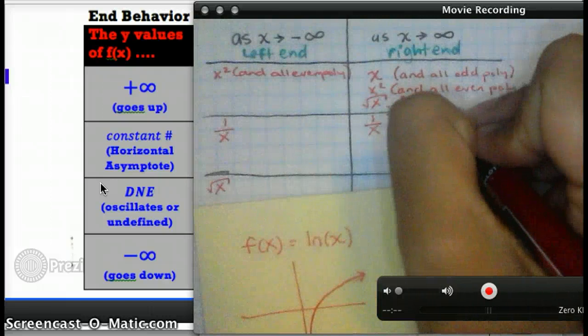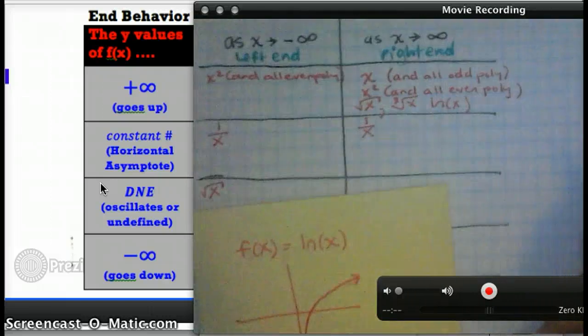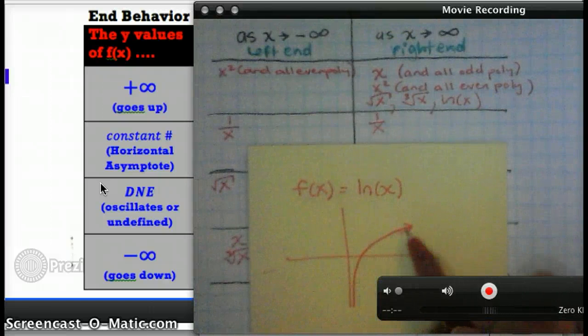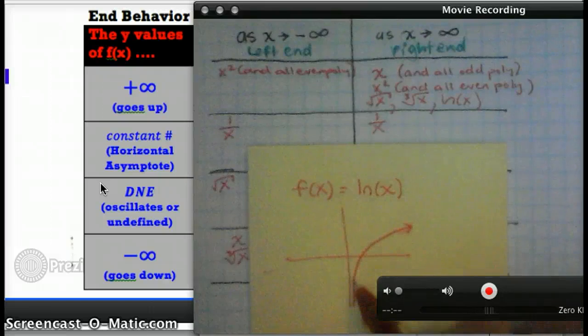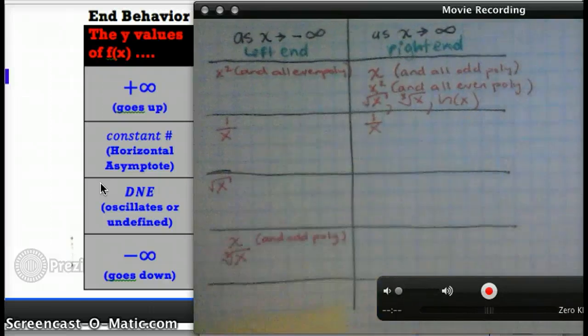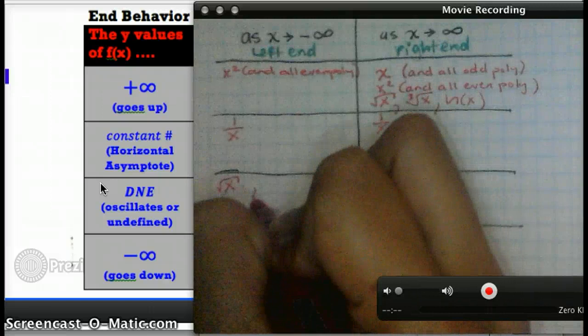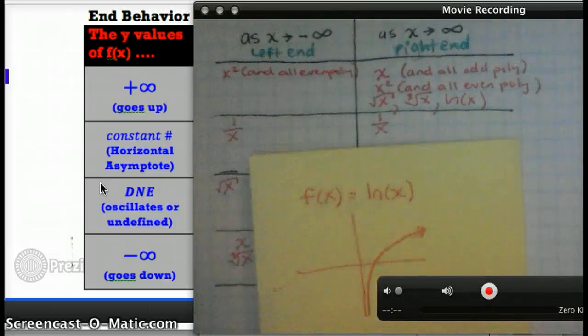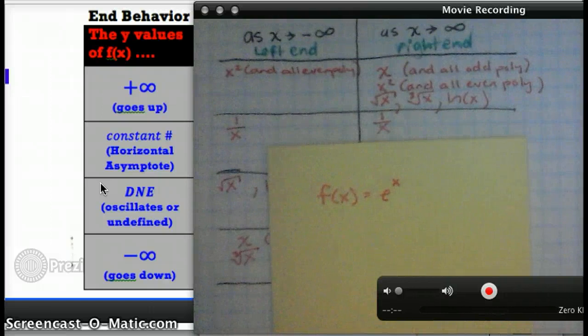So this is another positive infinity right end behavior. And the left-hand side doesn't exist. This function stops right here at 0 with that vertical asymptote, and so we've got another DNE for the natural logarithm function. And how about e to the x?